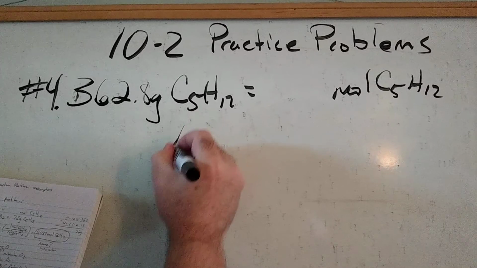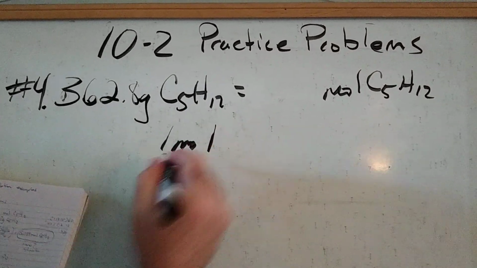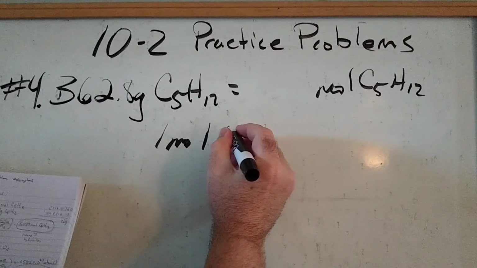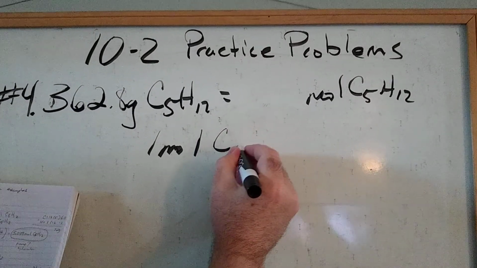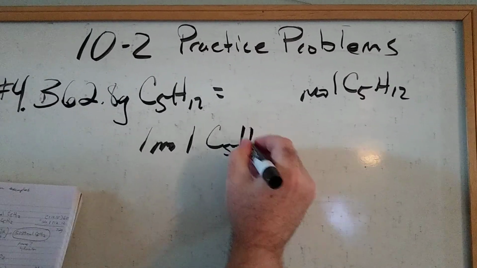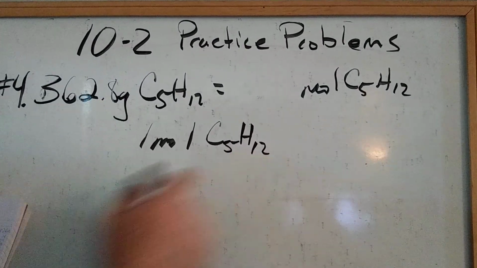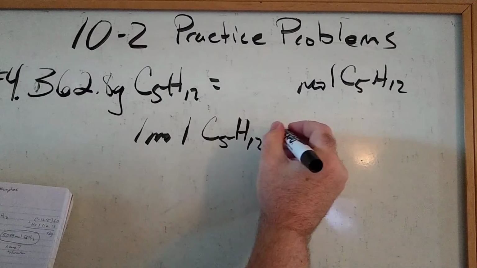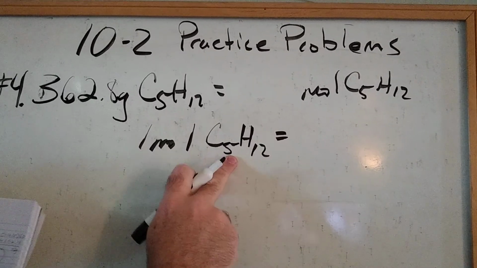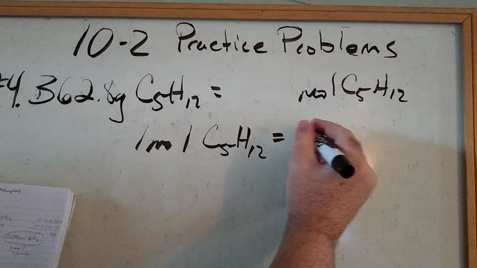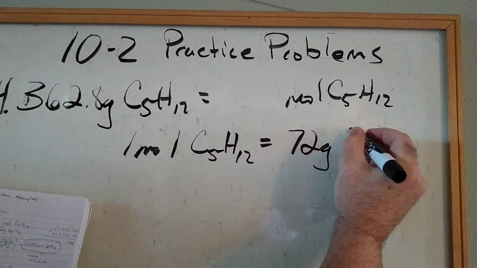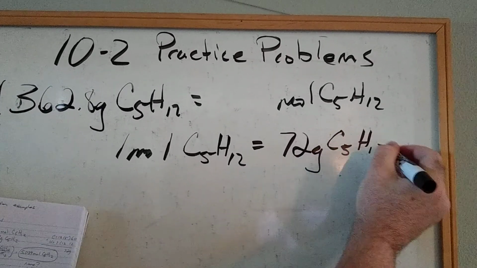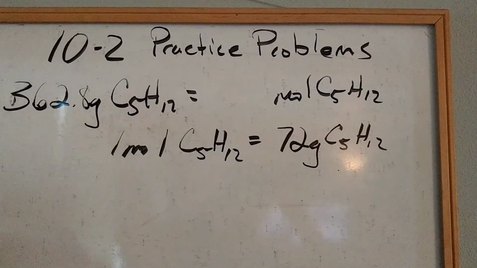We know from our notes that 1 mole of a compound is its atomic mass weight of all the parts that are making it up. So we have 5 carbons and 12 hydrogens. We look on our periodic table and we add up 5 times 12 plus 12 gives us a total of 72 grams of C5H12. That gives us our molar mass, grams per mole.